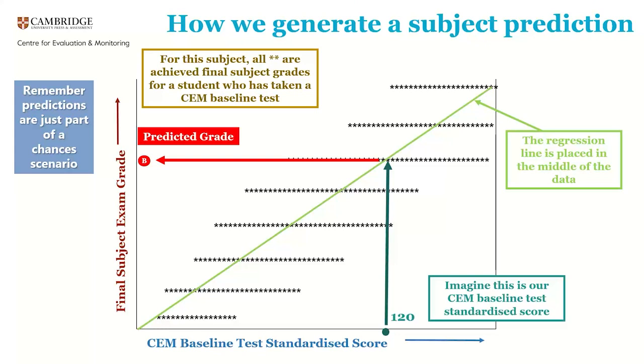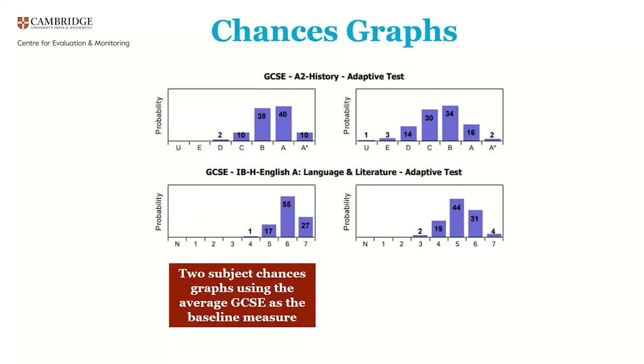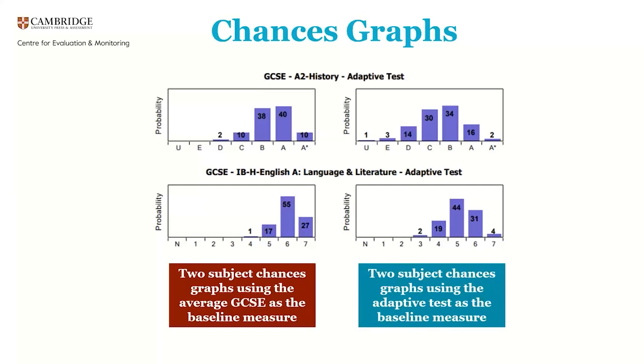So chances graphs just give us the idea as to the percentage probability of a different grade being achieved. So we've got a couple of examples here for A2 history and for IB higher English, looking at the chances graphs from both baselines. On the left hand side, we've got the chances for those two subjects using the average GCSE as a baseline, and on the right hand side we've got chances that are using the online adaptive test as the baseline measure.